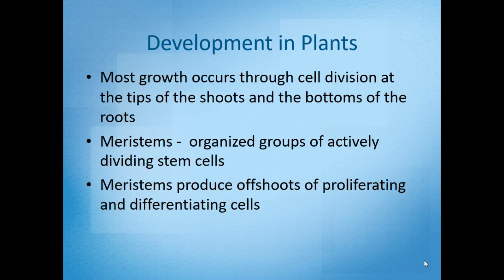All right, let's talk about development in plants. Most growth is going to occur through cell division at the tips of the shoots and at the bottoms of the roots. The middle section of the plant isn't actually going to really grow at all. Meristems are organized groups of actively dividing stem cells, and meristems are going to produce offshoots of proliferating and differentiating cells.